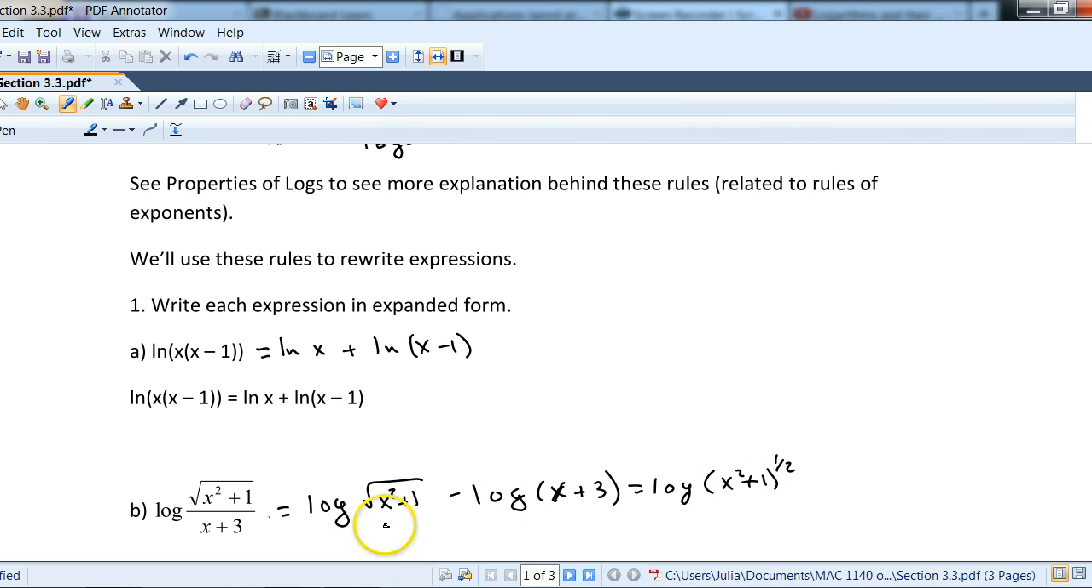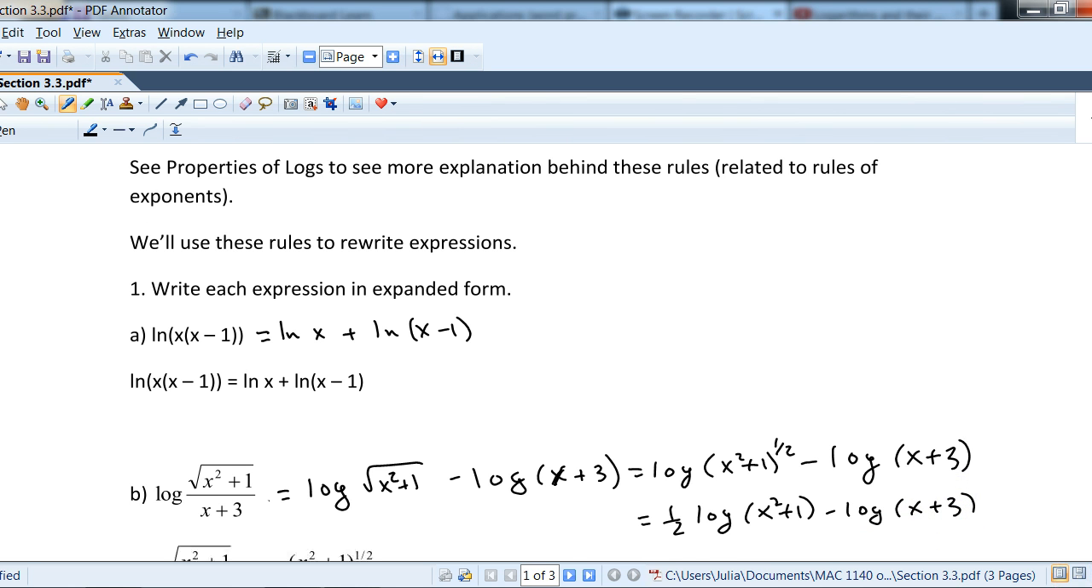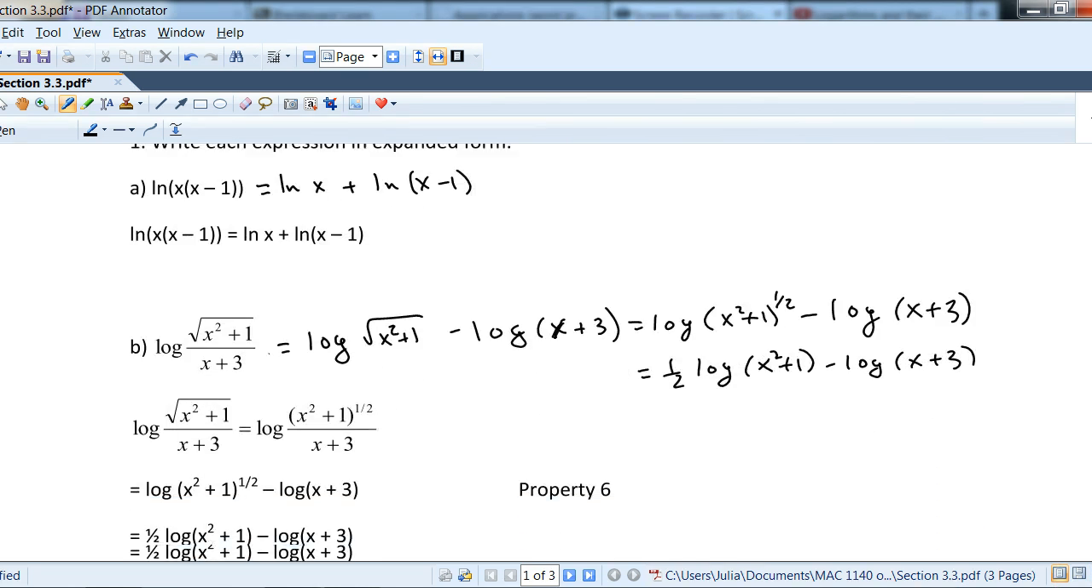Be careful, you actually cannot take the square root of x squared plus 1 and get x plus 1, because of the plus. I mentioned you cannot easily break up pluses or minuses. Minus log of x plus 3. Okay, and then you can take the 1/2 down, and then we'll have 1/2 log of x squared plus 1 minus the log of x plus 3. So I'm basically showing you how I would work it out, and I have the typed solution right in front of you.